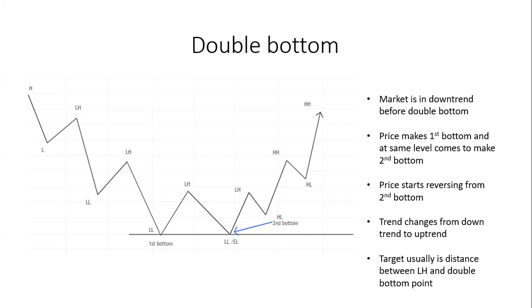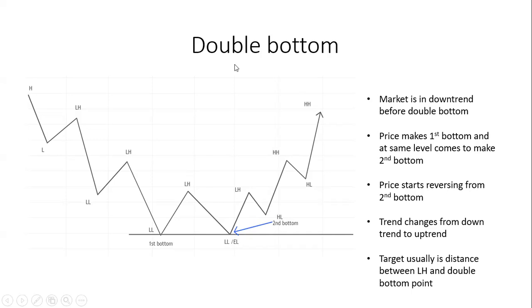Hence it is called a bullish reversal pattern. You can see it has made a lower high. Instead of making a lower low, it has made a higher high, higher low, and then higher high, higher low, higher high. So the stock was in a downtrend, which converted to an uptrend with the help of the double bottom.